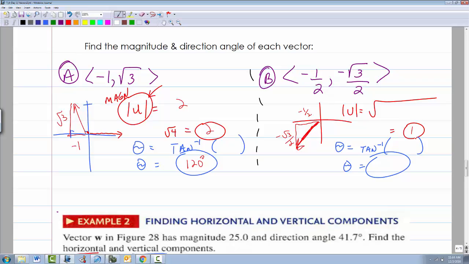Not me, someone else. No, nobody, nothing. I could do the Pythagorean theorem, but we should recognize that all of these side measures are divided by 2. Right? So we should recognize it. And then what's the reference angle? 60. So what's this angle measure? 240.